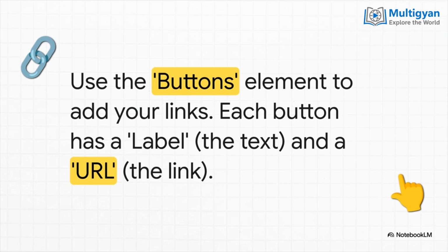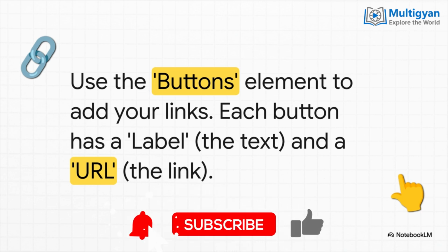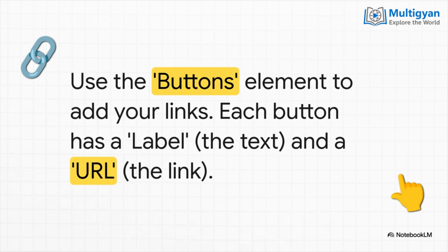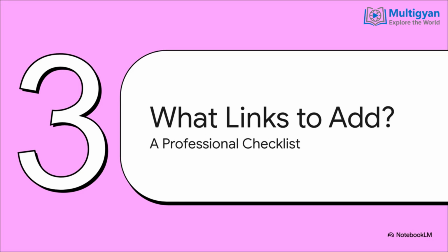To add your links, you're going to use the buttons element. For every single button, you just fill in 2 things. The label is just the text that people will see on the button, like my LinkedIn profile. And the URL is where you paste the actual link. You just do that over and over for every link you want to add. See, adding the links is easy. But that brings up the big question. What links should you actually add to this thing? Because knowing what to include is what's going to make the biggest professional impact.